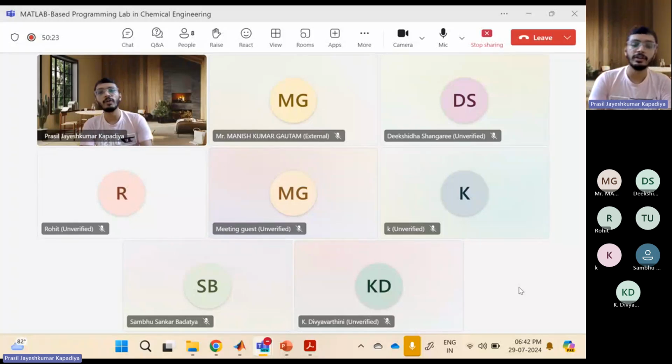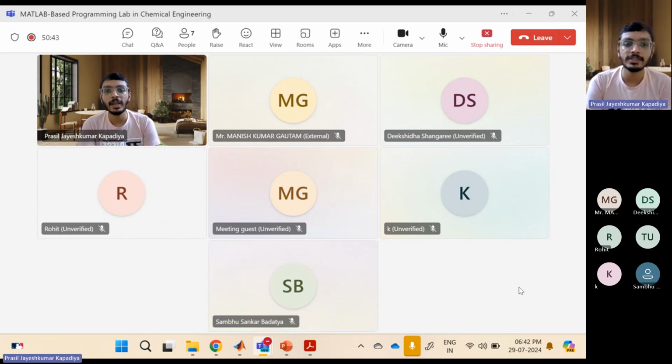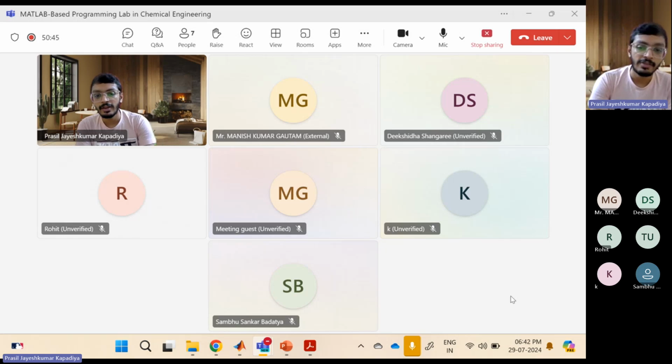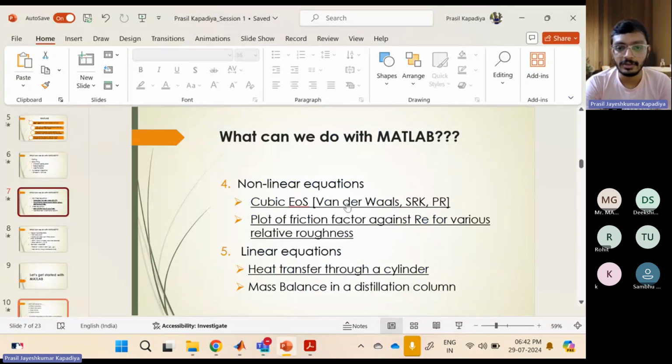What is non-linear? Where power is not one. Let's say x square minus 2x plus 1 is equal to 0. That is a non-linear equation. So what is that kind of equation that you have dealt with in your thermodynamics? Anyone willing to tell? Okay, cubic equation of state. P plus a by V square, times V minus b, is equal to RT. So this is a non-linear equation.